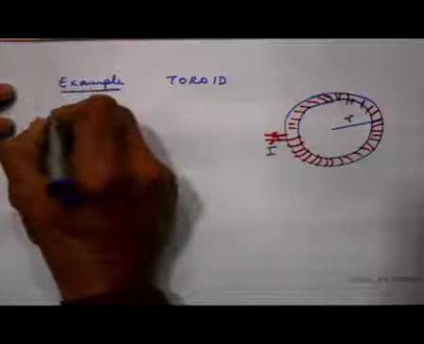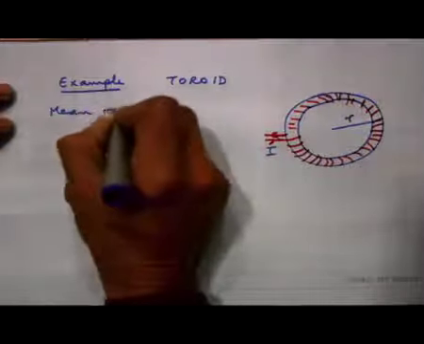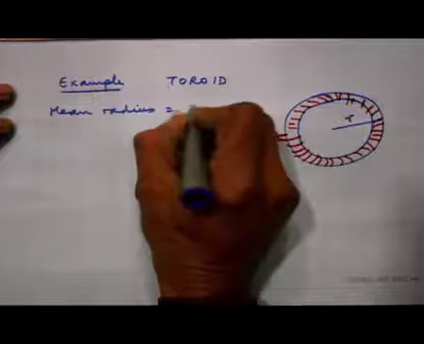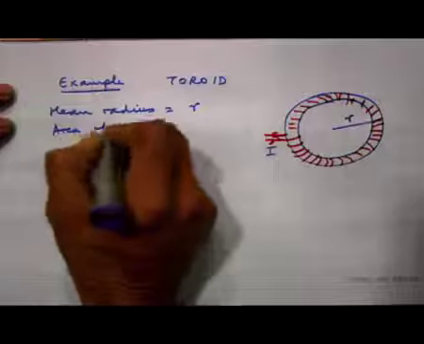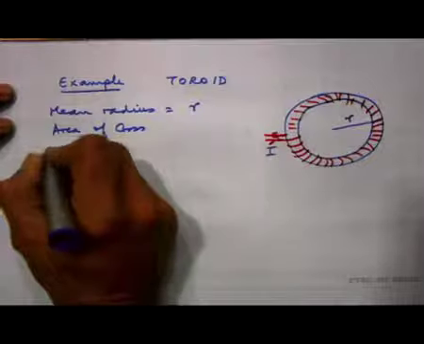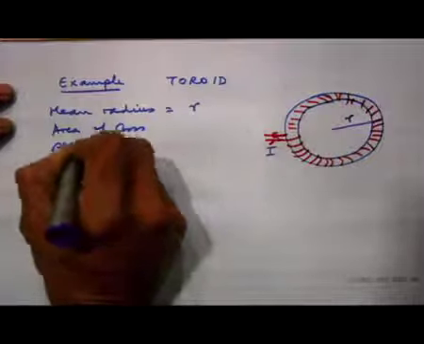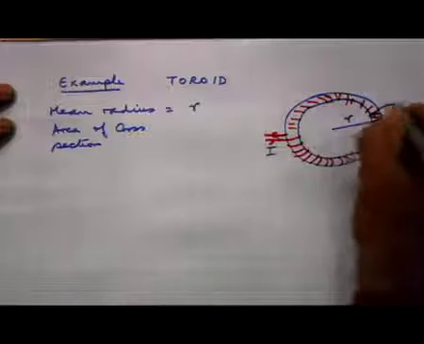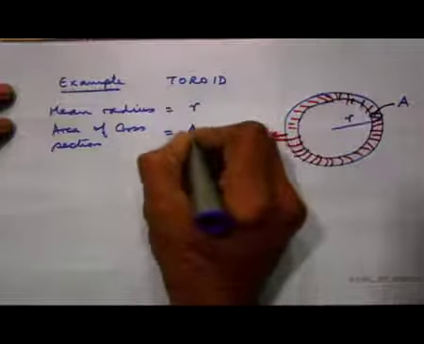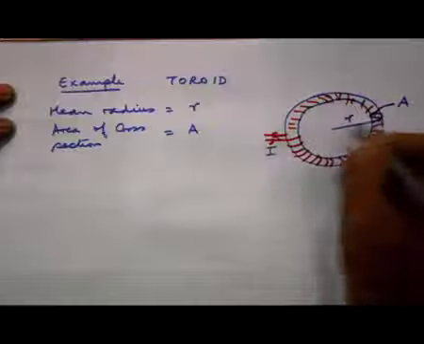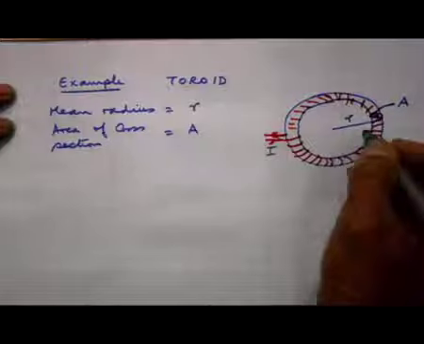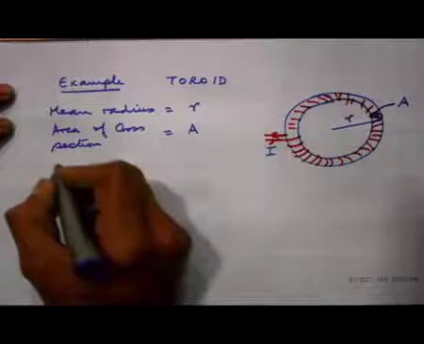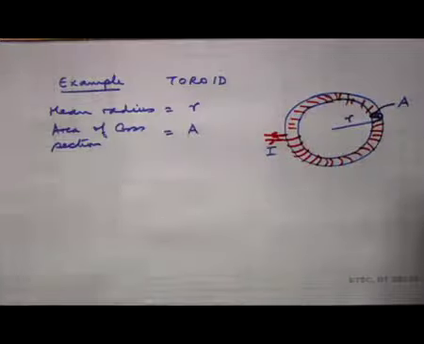So, the mean radius is equal to small r, and the area of cross section, that is this area, is A. That is the area of cross section, not the cross section of the entire toroid, but the cross section of the toroid here. So, now to calculate the inductance, I must know the flux.